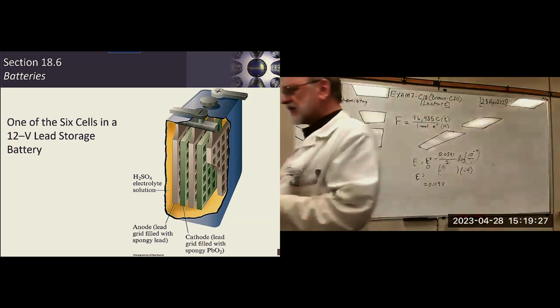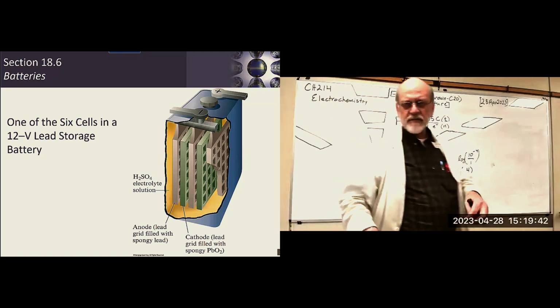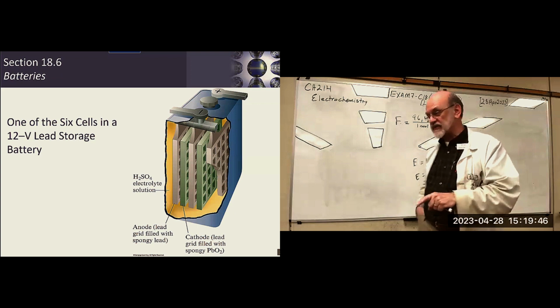All right, so we're going to look at some examples. This is the fun part. We're going to look at some sample galvanic cells, and then the last topic is going to be electrolysis.